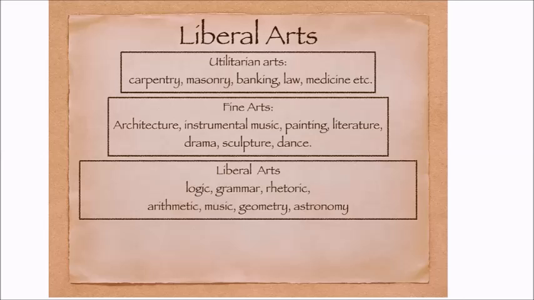Both the utilitarian arts and the fine arts are transitive arts, which means that the objective of these arts is to produce something. In the case of utilitarian arts, the product is a useful product, and in the case of fine arts, the product is usually called a work of art.